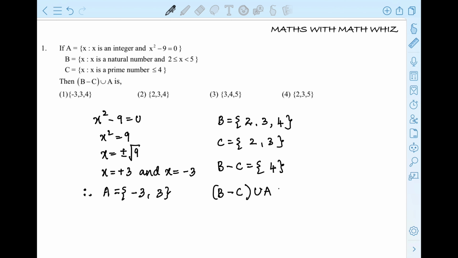with set A. Again, how do we define the union of two sets? Elements present in the first set and elements present in the second set. So, we will be writing everything together. So, minus 3, 3 and 4. So, the answer of this question is option 1, which is minus 3, 3 and 4.